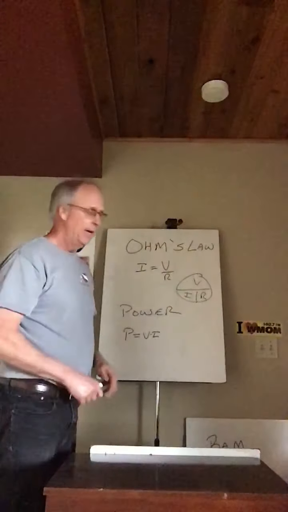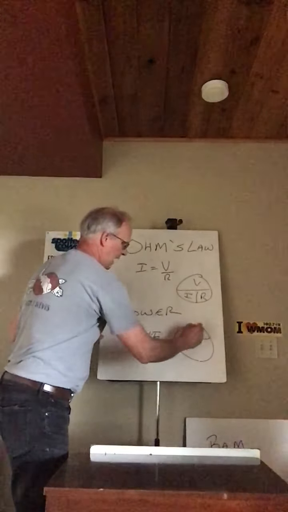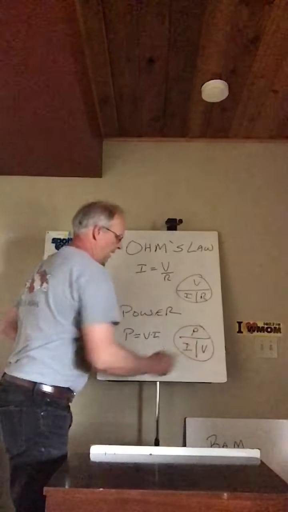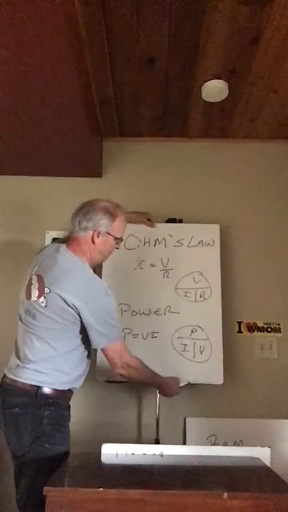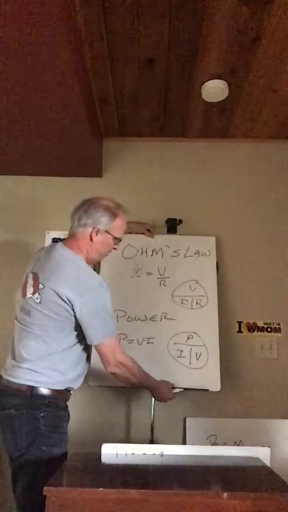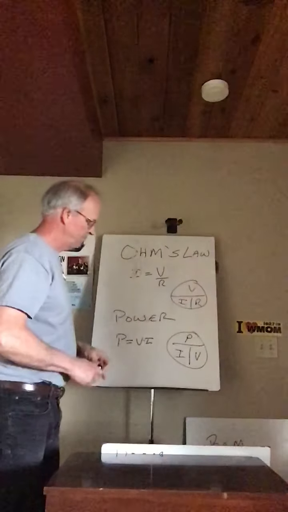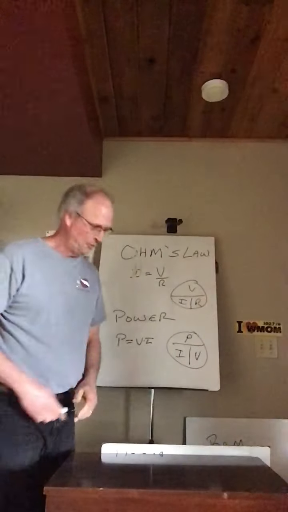Power has a similar pie chart. I can go P equals I V, and if I want current, I just take the P divided by V. If I want the V, I take P over I. You guys are used to me screwing up, so that was probably just fun.